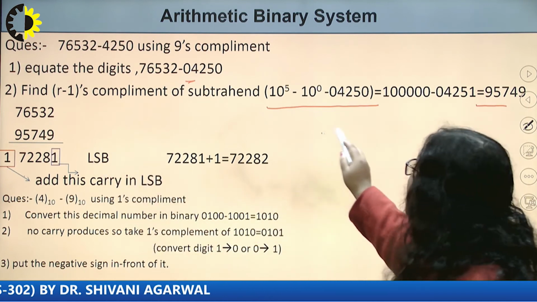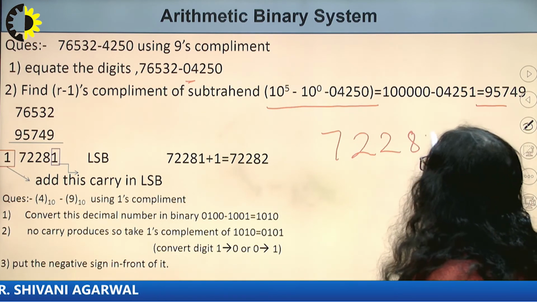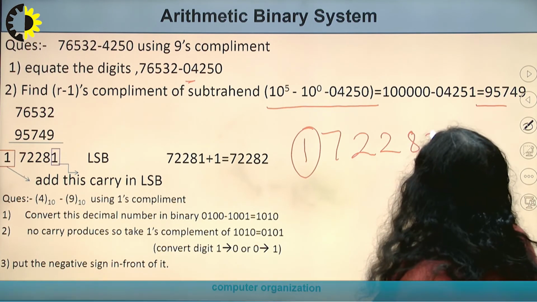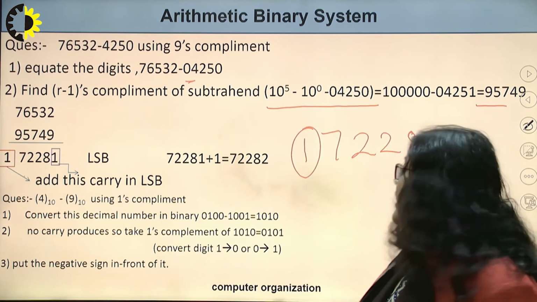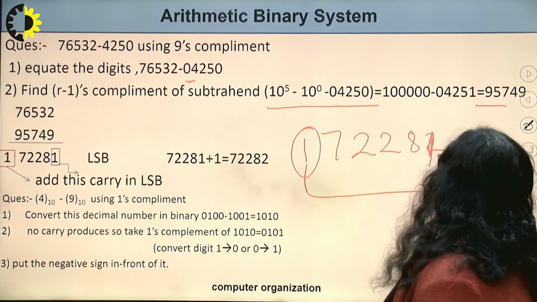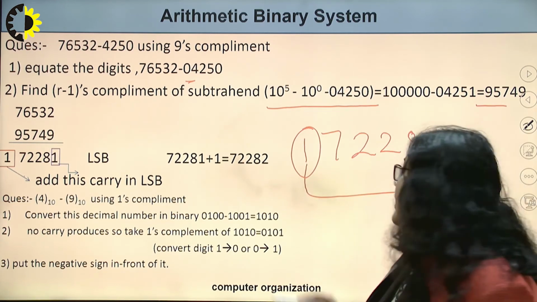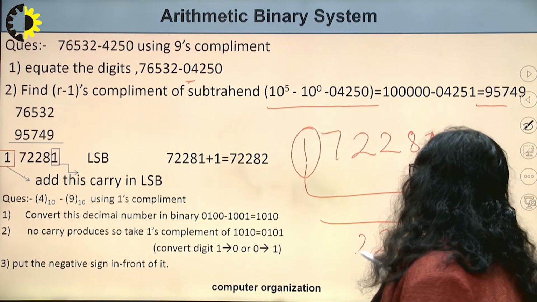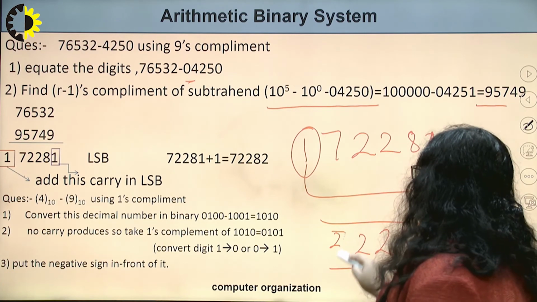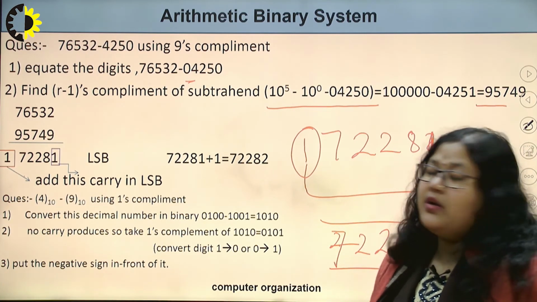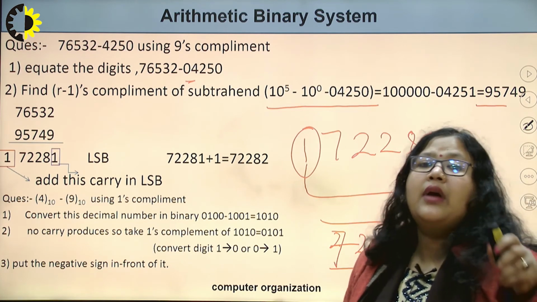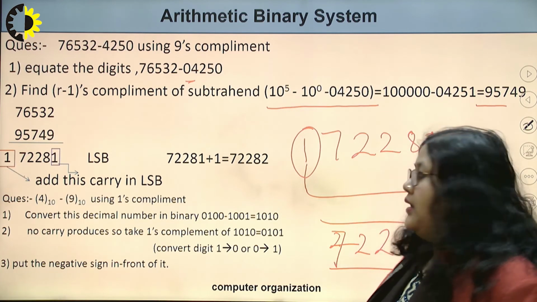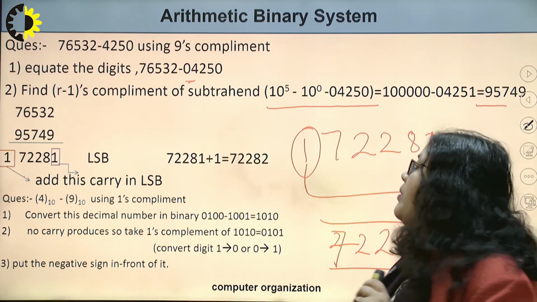So 72281 is the resultant and 1 is the carry. This carry we have to add with the LSB of the resultant. So this is basically 1 plus 1, that is 2. So it is 72282, and this is the answer. Always keep in mind that we have to add the carry produced, not discard it. This is the r minus 1's complement subtraction.